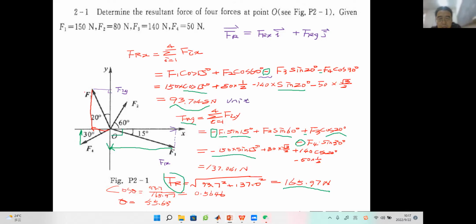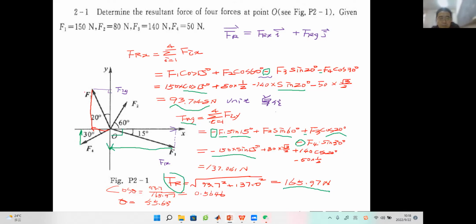Unit in Chinese we call that 单位, right? 单位. So we always use Newton or kilonewtons to denote the unit of force. So please give this Newton to denote its unit, right? So if you can find FRX correctly, then you can find FRY also because it uses the same manner. So let us do this together.